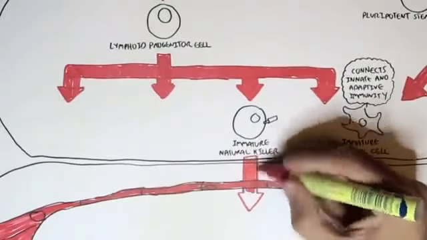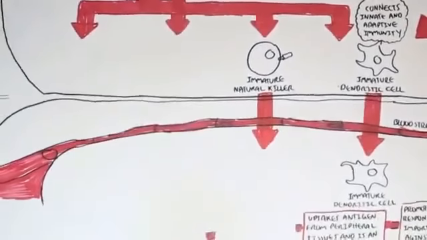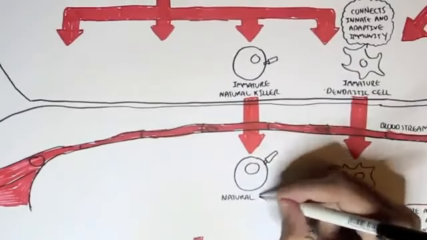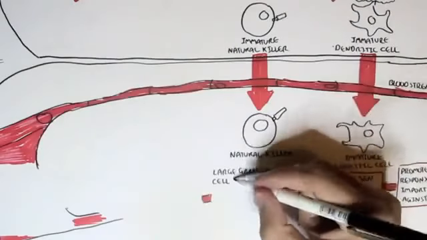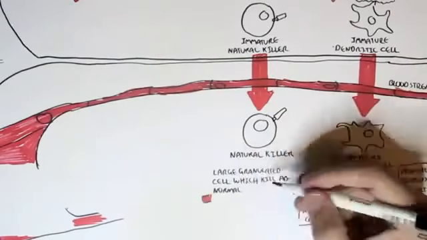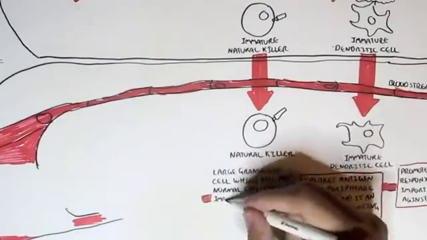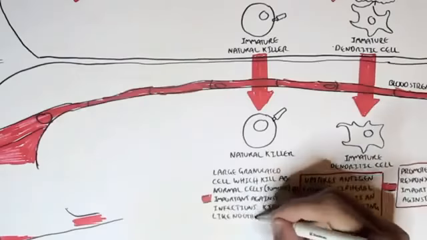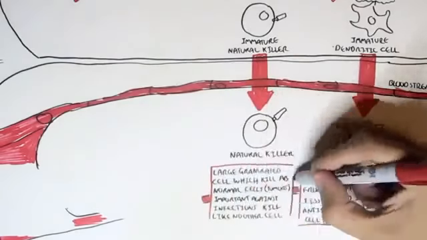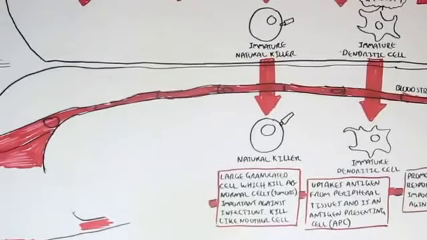An immature natural killer cell, when it leaves the bone marrow to the bloodstream, will become a natural killer cell. The natural killer cell is important. They are large granulated cells which kill abnormal looking cells, such as tumor cells, and they're also important against infections. What's crazy about them, and why they are called natural killer cells, is that they kill cells naturally, without the need of signals from other cells. So when they see something bad, they will just kill it.